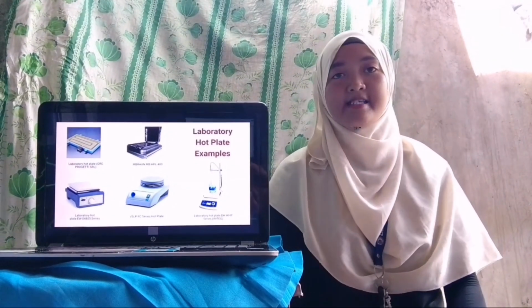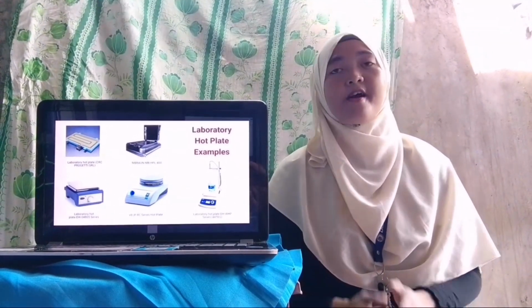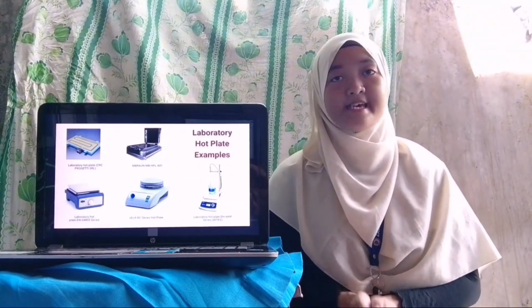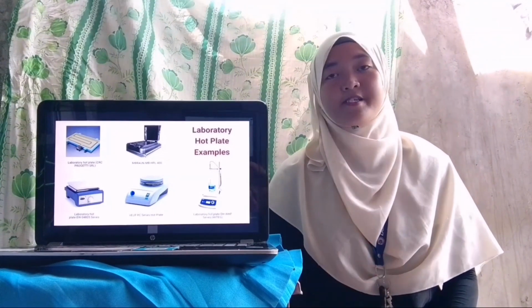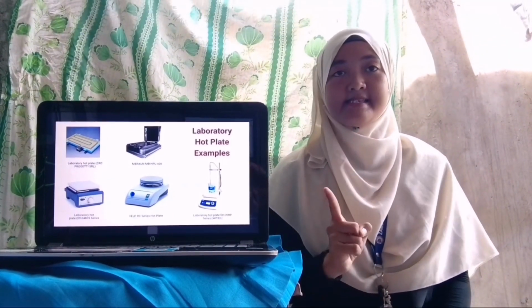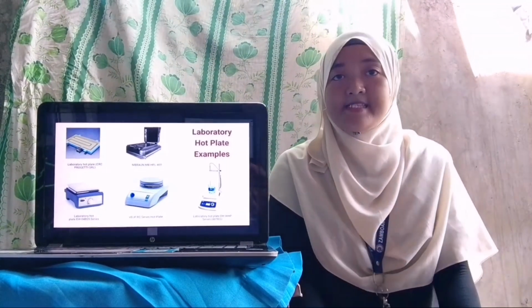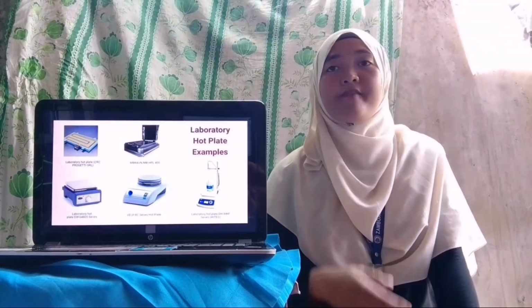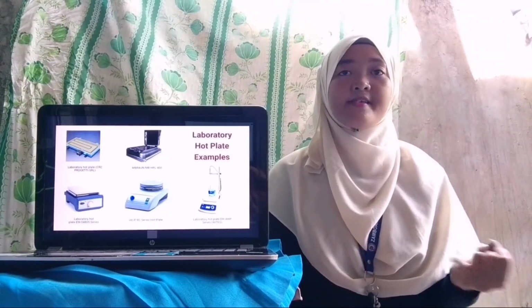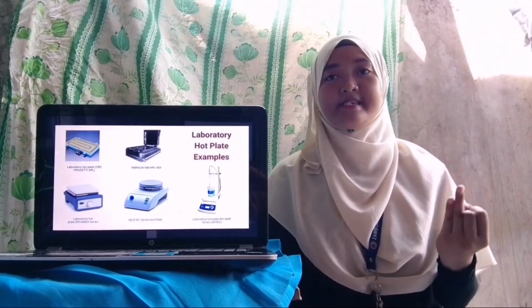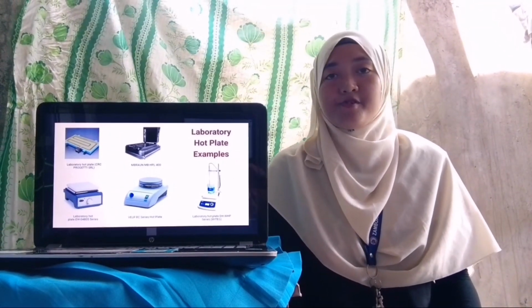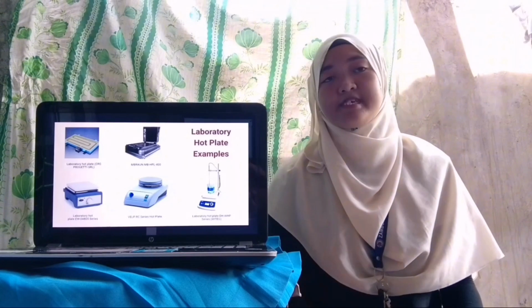The next is heating glassware and its components. Hot plates are used to heat glassware and its components in a laboratory setting. This is useful for various microbiological processes that require heat. And next is heating samples. Hot plates are used to heat samples for a variety of purposes, including evaporating solvent, melting solids, and sterilizing media. They are commonly used in chemistry and biology laboratories to heat samples for various purposes.